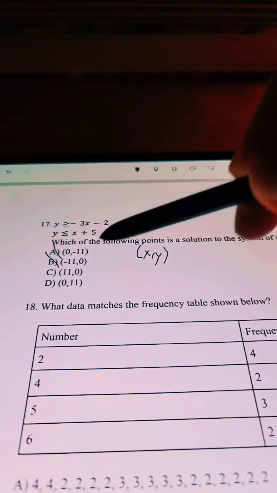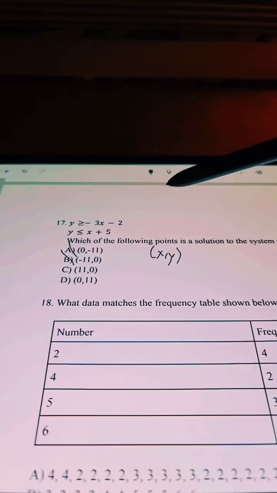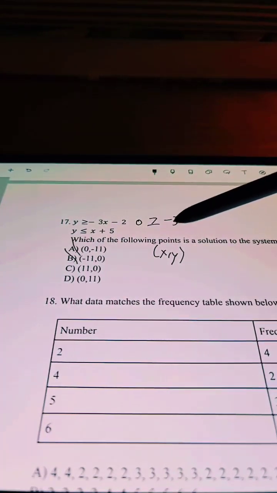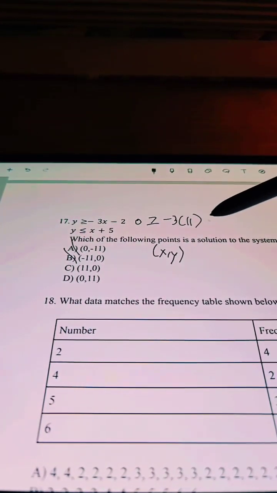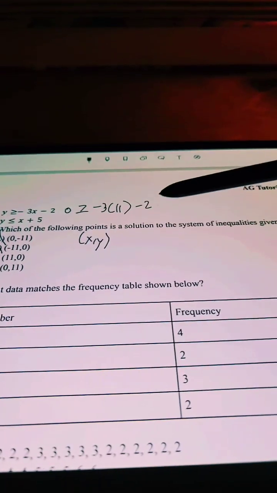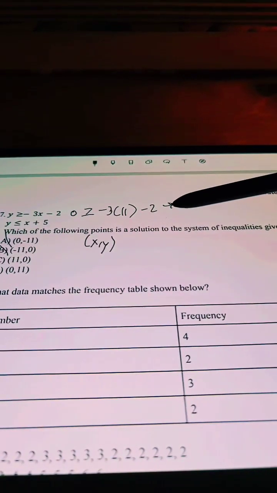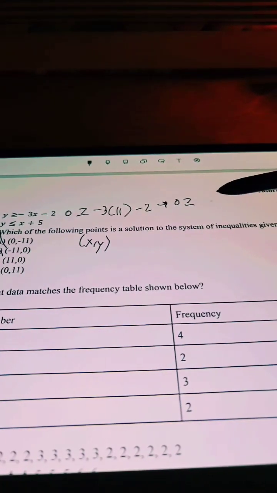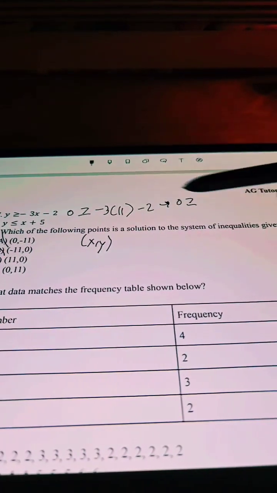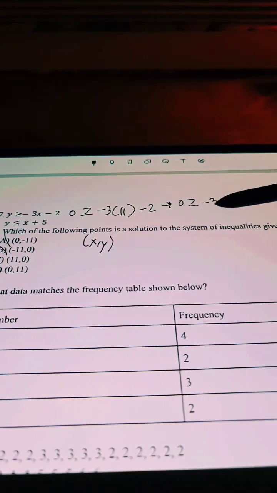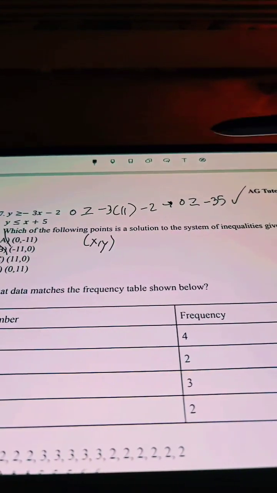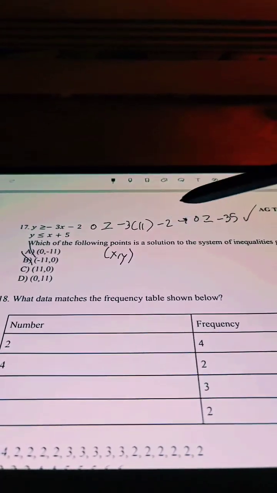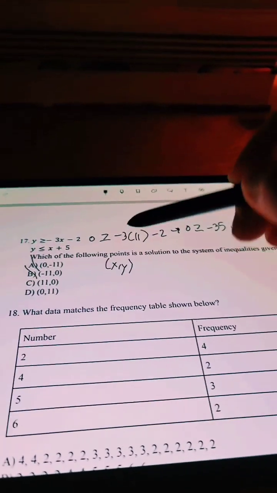So let's erase that. Now let's test out answer choice C. C says that we're going to plug in 11 for x and 0 for y. So let's do that. 0 for y, 11 for x. So when we do that, we're going to get 0 is greater than or equal to -3 times 11 is -33, and then minus 2 is going to be -35, and that is true. 0 is in fact greater than or equal to -35, but it has to work for the second one as well. So let's try that now.